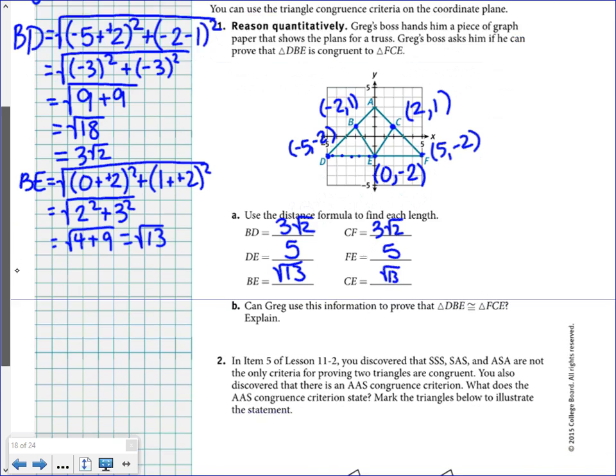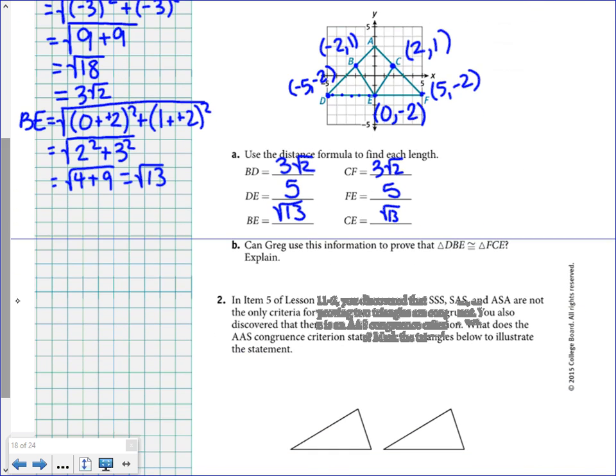So part B asks, can Greg use this information to prove that the triangles are congruent? Yes. And it would be by side, side, side, because we found 3 pairs of sides that were congruent. These were congruent, these were congruent, and these were congruent. So by side, side, side, we know that they are congruent.